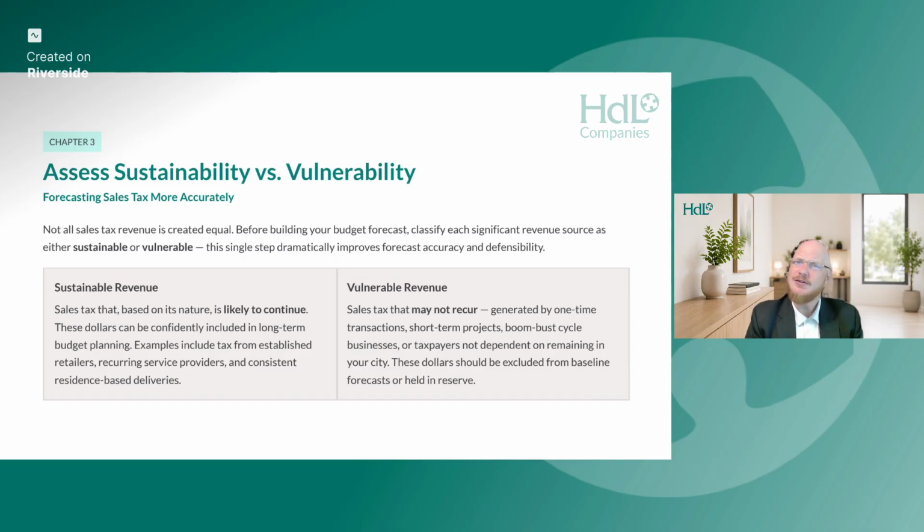Vulnerable revenue, on the other hand, is tax that we do not expect to repeat again next year. It doesn't mean that it wasn't yours. It just means that it was likely one time in nature. Maybe it was one of those audits like we mentioned earlier. Perhaps it was a one-time project. So those are some of the things that we'll look to categorize in that vulnerable revenue category. That way, we're not including those as we go to forecast our sales tax revenues next year.